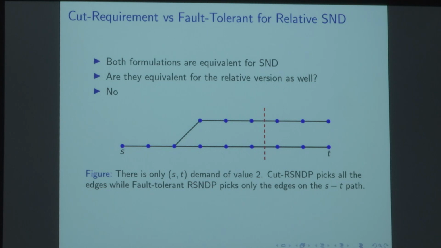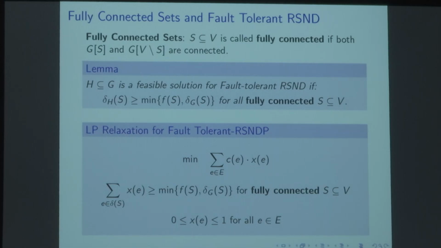So the cut requirement and fault tolerant views are not equivalent in this case, but how far are they? Is their complexity still the same? Can you still get the same kind of approximation results for both of them? Unfortunately, it turns out that in this case, the fault tolerant version is much more complicated than the cut requirement version. But before that, let me say one more thing. We say that a set is fully connected if the induced graphs on the set and its complement are both connected. You might know these as bonds in graph theory.